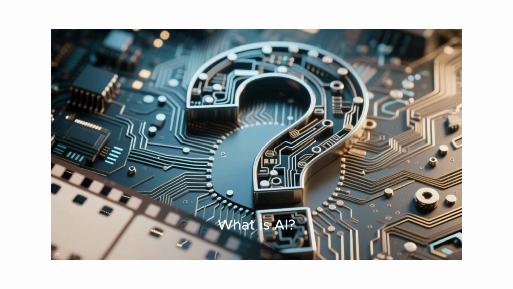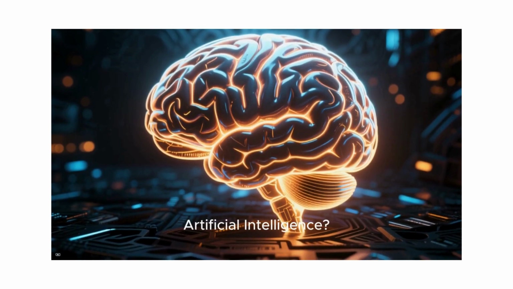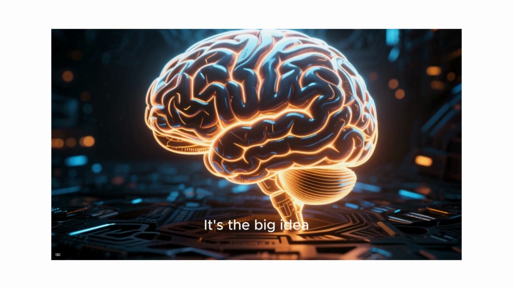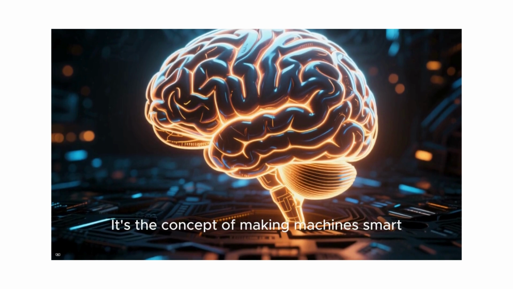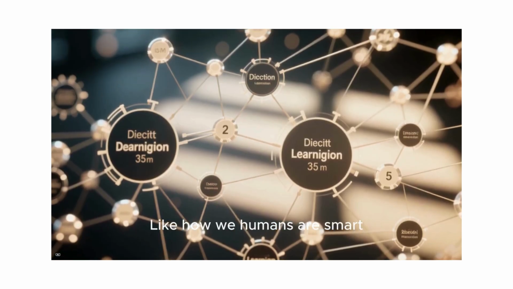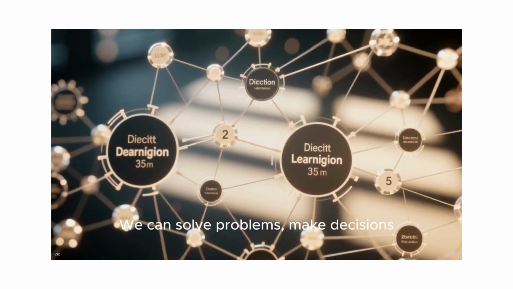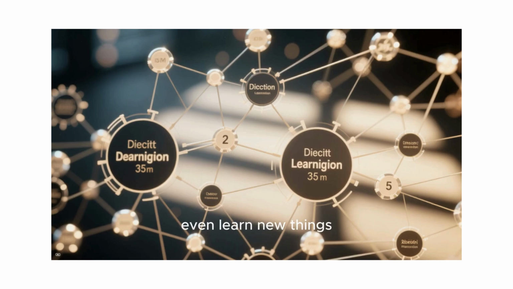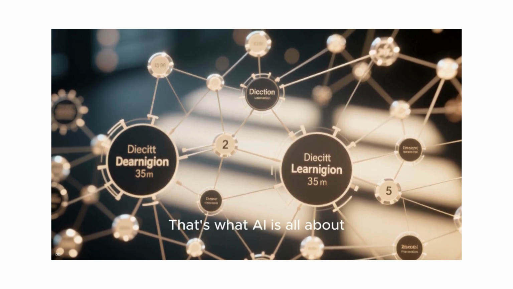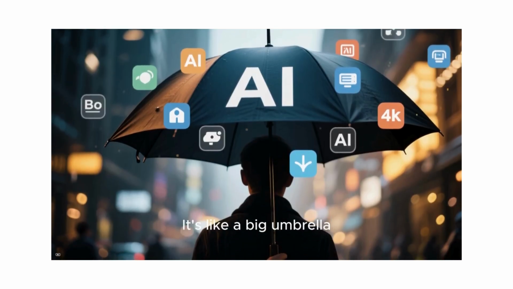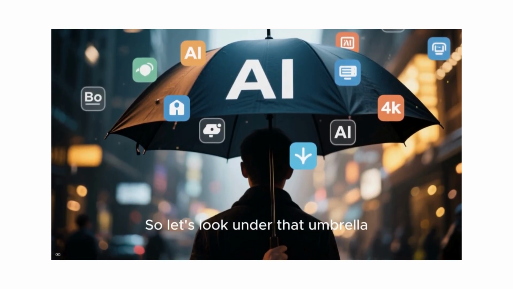What is AI? Or to spell it out, artificial intelligence. It's the big idea. It's the concept of making machines smart, like how we humans are smart, can solve problems, make decisions, even learn new things. That's what AI is all about. Now, AI is a huge field. It's like a big umbrella. So let's look under that umbrella.